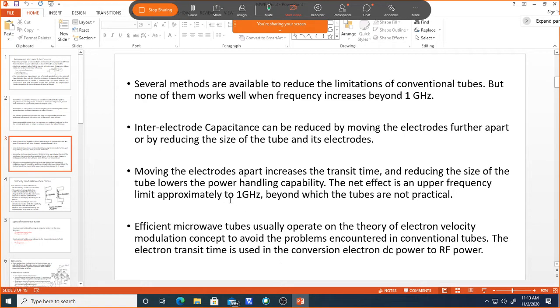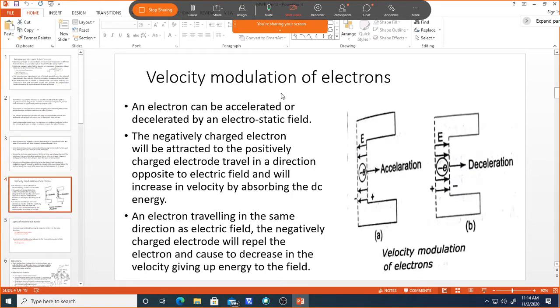So that we are going to see in the vacuum tubes. So now, what is meant by velocity modulation of electrons? Say, for example, if you take this electrode and it is charged positive and negative. So if the electron is there, how is it going to accelerate?